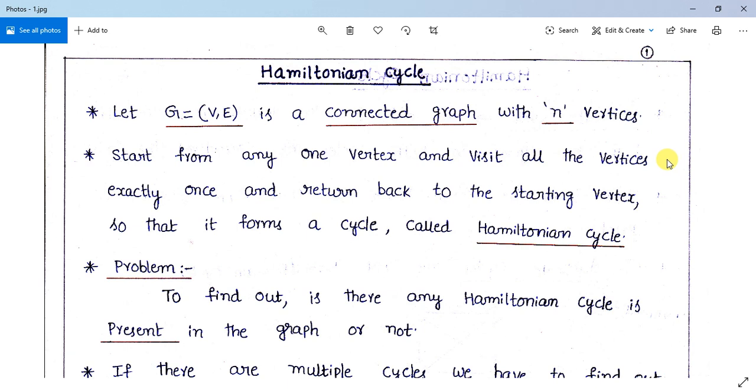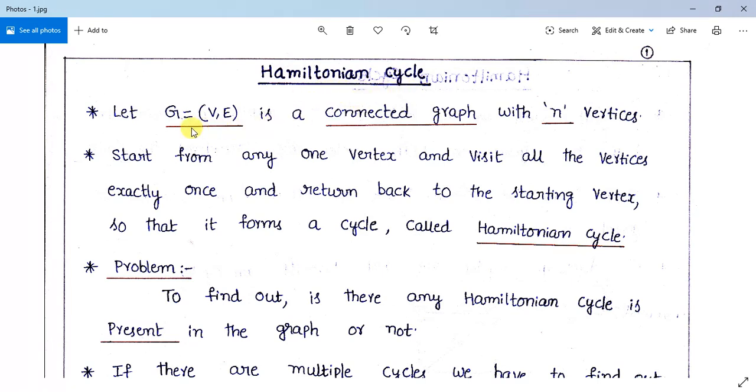Now, today in this class, we will discuss the Hamiltonian cycle. In this class, we will learn what a Hamiltonian cycle is and how we can solve it using backtracking. We will also discuss an algorithm showing how backtracking is useful for solving the problem. First we must understand what a Hamiltonian cycle is.